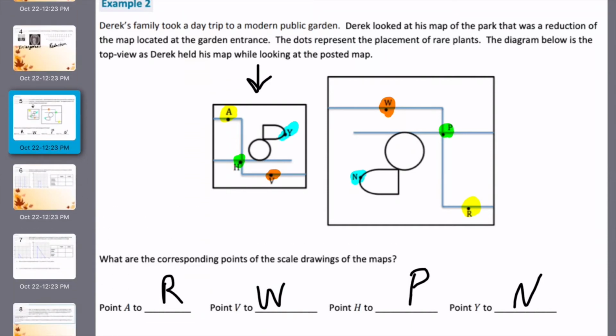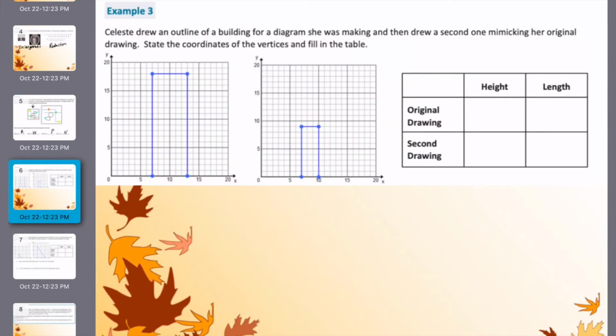Let's bring in a little bit more about this rate and ratio idea. Celeste drew an outline of a building for a diagram she was making, and then drew a second one mimicking her original drawing. State the coordinates of the vertices and fill the table below. So I know that for this first one, let's just call it our original. This is the original, and this is the new.